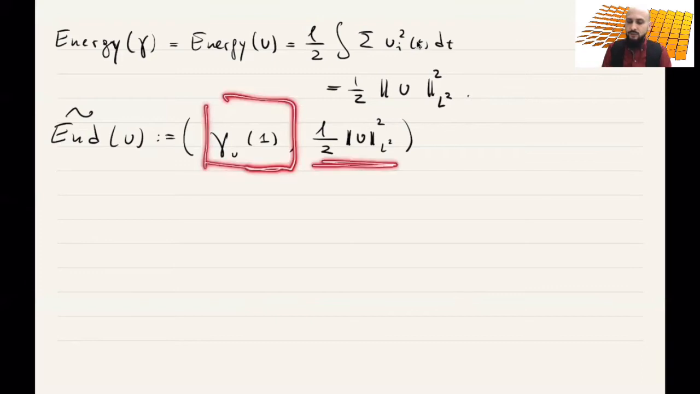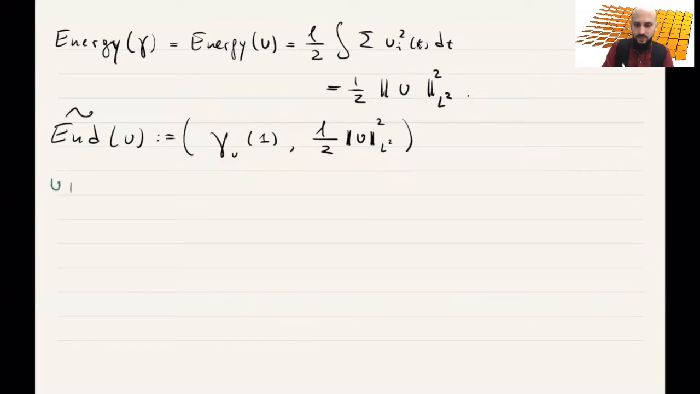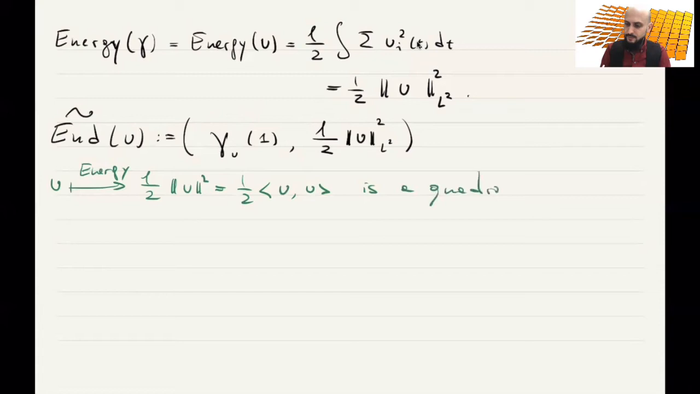Now let's see also what is the differential of the energy. That's very, very simple. The energy is 1/2 the norm squared of u. So let me just write it as 1/2 the scalar product between u and u. And this map is a quadratic map. And its differential at u is what?